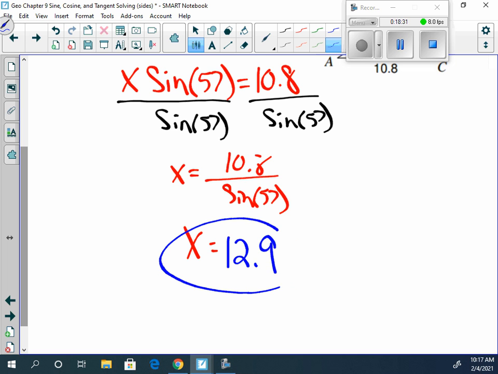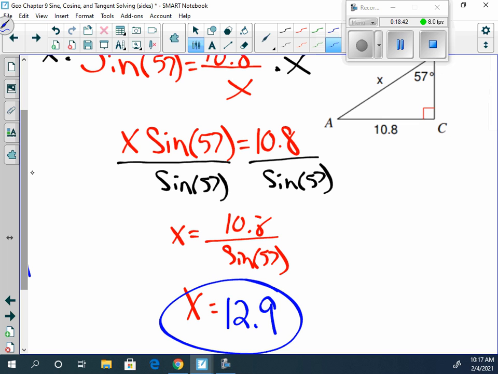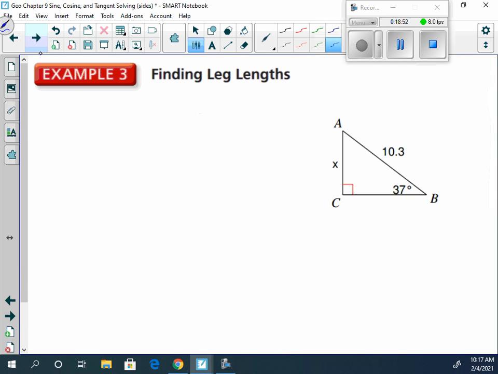12.87, which would be 12.9. So I'm guessing the other one was cosine? Okay. Any questions on any of this here? Are we good with this here? Yes? Okay. There's cosine. This would be cosine because we have adjacent and the hypotenuse, yes?